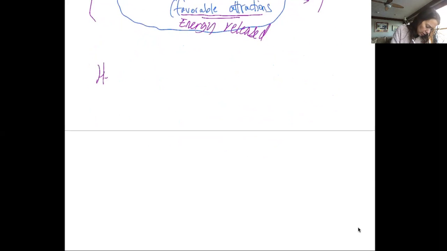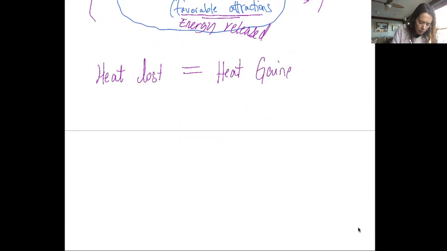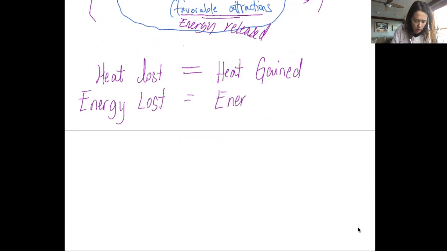It's true that the heat lost is always equal to the heat gained. Maybe I should say energy. The first law of thermodynamics is the law of conservation of energy. It's always conserved. It's the fundamental principle behind thermochemistry, thermodynamics. So we conserve energy just like we conserve mass.